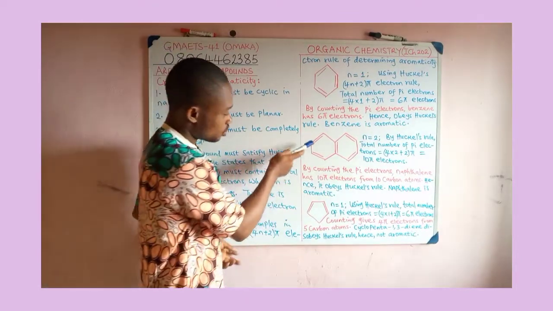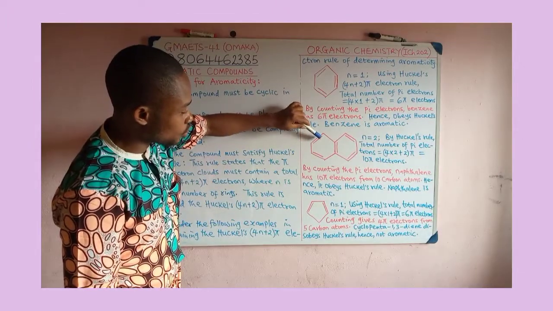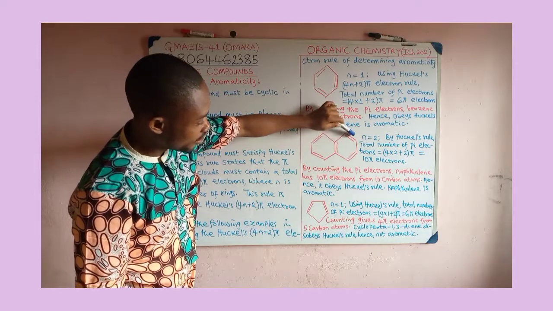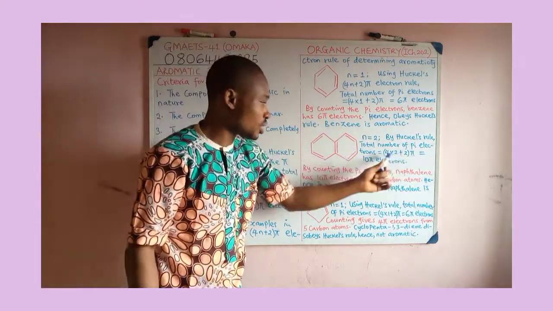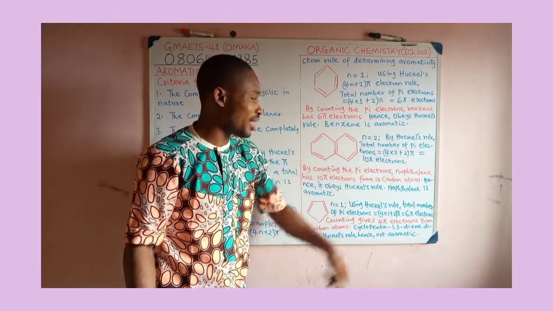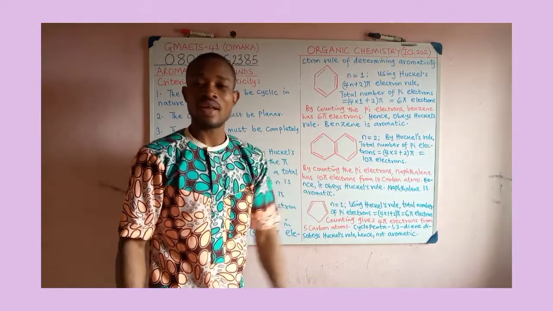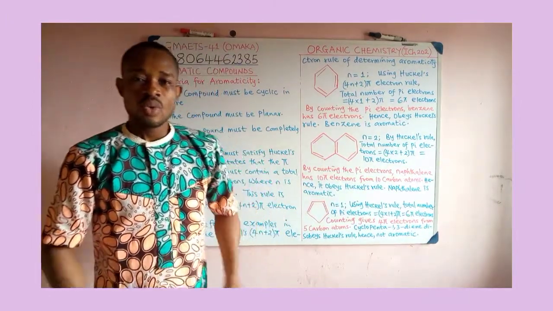If you count, let's see the number of pi electrons you have. Here are the double bonds. You have 1, 2, 3, 4, 5, 6, 7, 8, 9, and 10. Then when you calculate using Huckel's 4n plus 2 pi electron rule, n is equal to 2. Substitute, you're going to get 10 pi electrons as well. So naphthalene is aromatic.